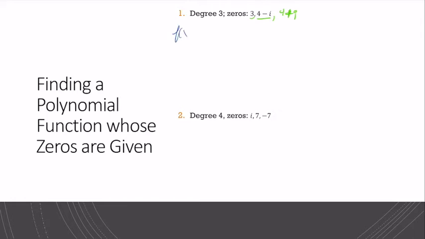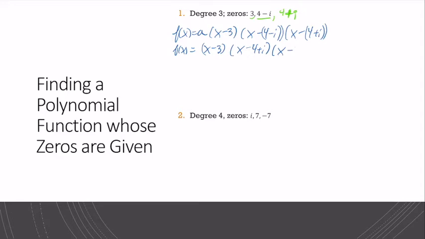So I have f of x equals a, where a is a constant of vertical stretching or shrinking. That's okay. I've got x minus 3, x minus (4 minus i), and x minus (4 plus i). I'm going to simplify. f of x equals (x minus 3) times (x minus 4 plus i) times (x minus 4 minus i). And I noticed that if I rewrote it like this, it is the product of a sum and a difference. For example, if I have (x plus 2) times (x minus 2), that becomes x squared minus 2 squared.